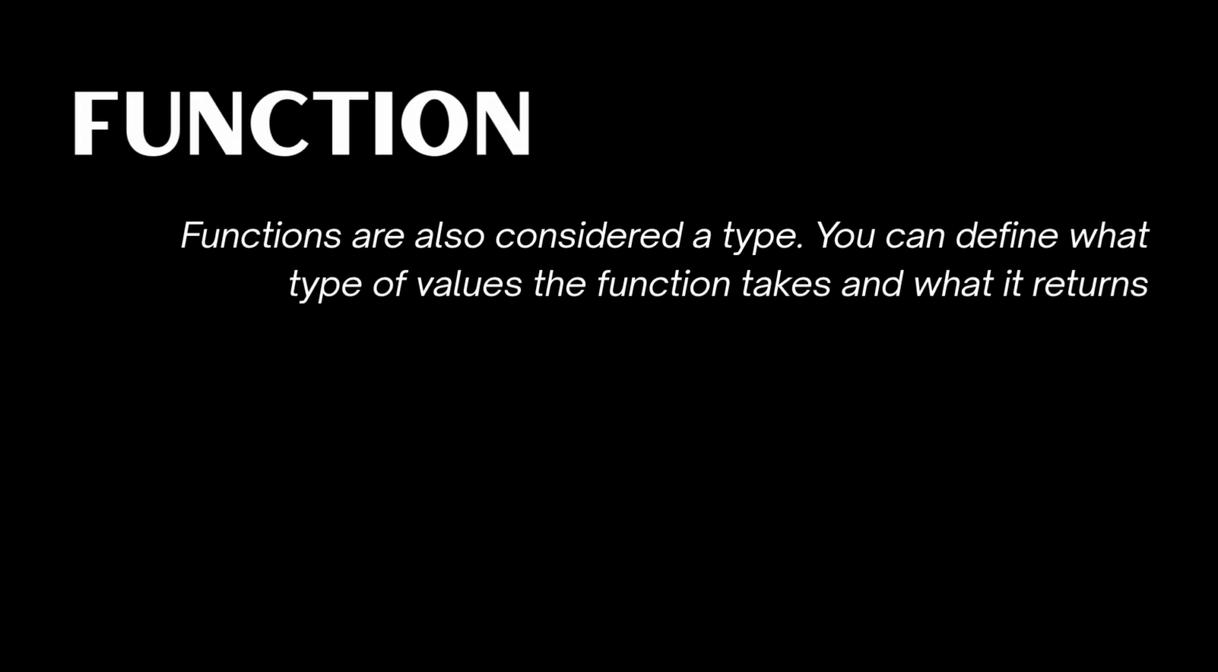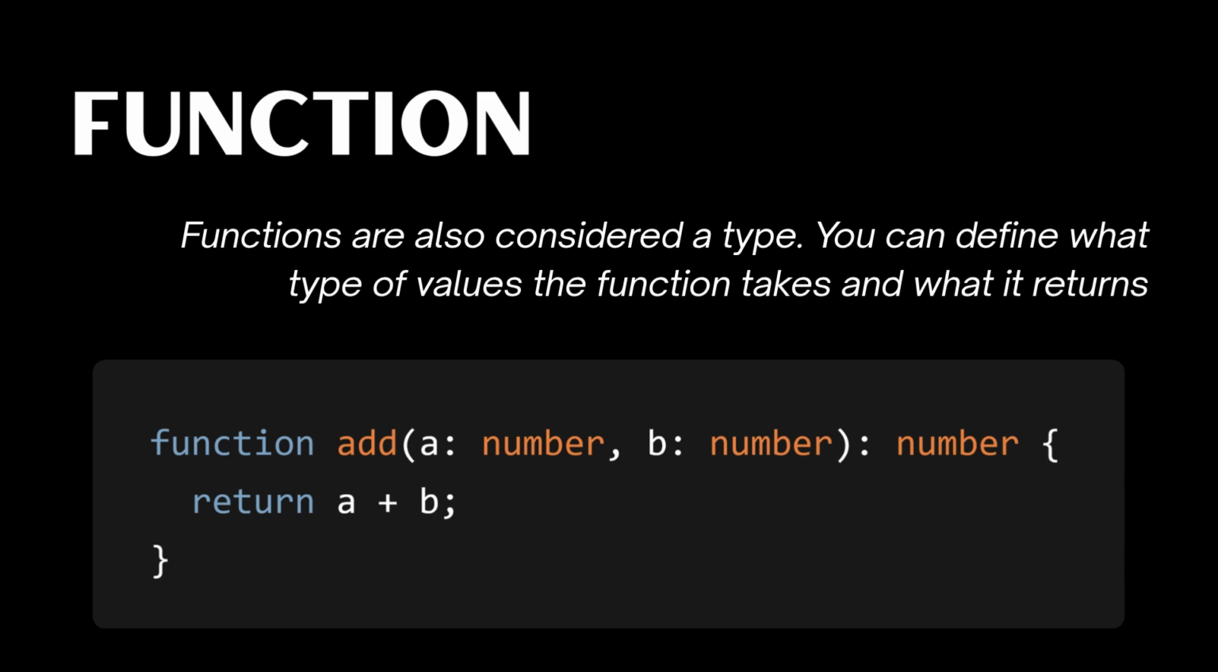Functions are also considered a type. You can define what type of values the function takes and what it returns. function add(a: number, b: number): number { return a + b; }. Here, the function takes two numbers and returns a number. This helps catch mistakes if someone tries to pass in the wrong types.